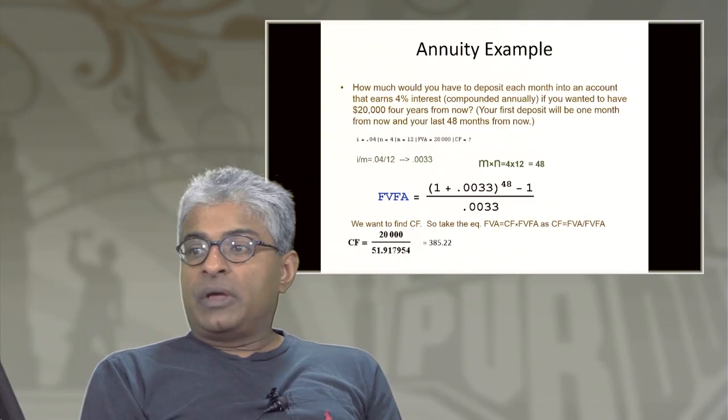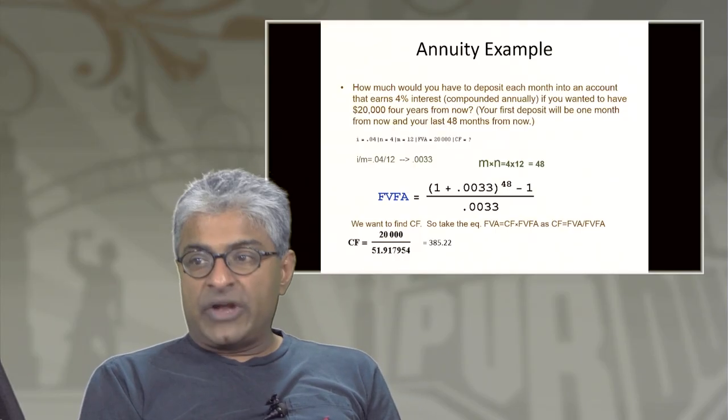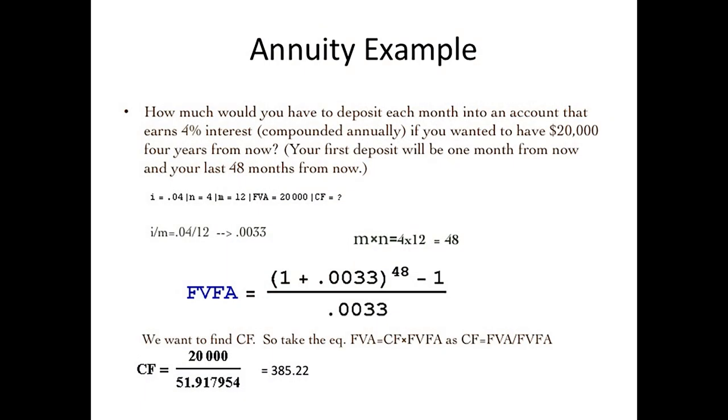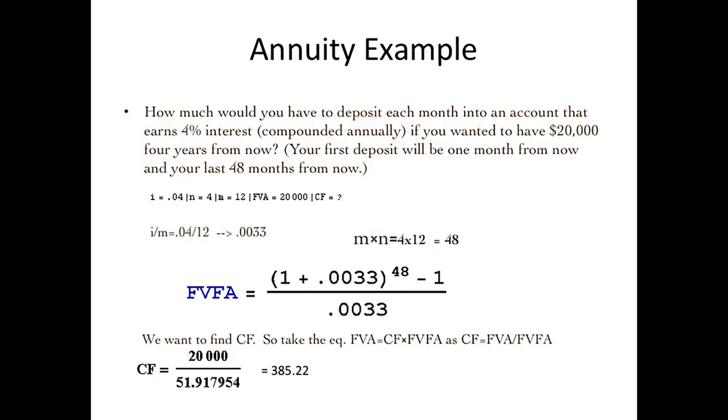But the interest rate that's given to us, the 4% interest, is the annual rate, the APR. So the first thing we have to do is convert the interest rate into its effective monthly rate, which is simply 0.04 divided by 12, which will give you the monthly rate, because your periods are monthly. So 4 years is going to be 48 months.